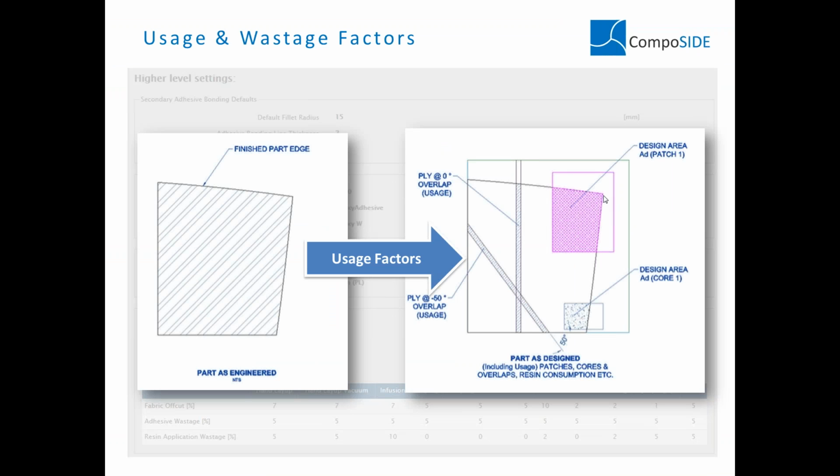So going back to the presentation, the usage factors and wastage factors that we mentioned earlier, just a visual prompt of what they are. So it's just any plies which come outside the trim line of the component, any overlaps of plies if they're 45, 90, whatever, and any design core areas.